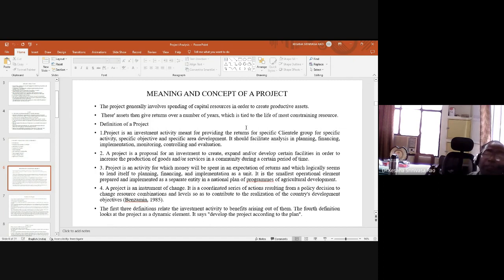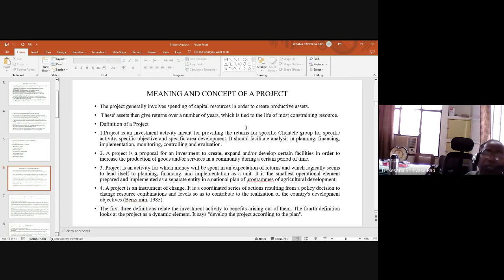Thirdly, a project is an activity for which money will be spent in an expectation of returns. In simple terms, this is what tangibly, visibly, we can see: why you are going to do the project. Basically, a project is an activity for which money will be spent. That project can be completed if some money has to be spent in an expectation of some returns. If you put in some type of investment, then some type of returns may be expected.